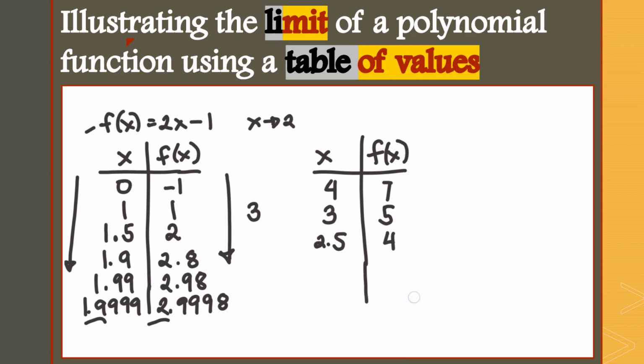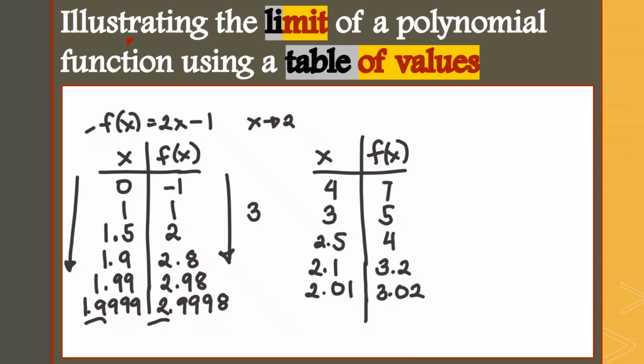Let's add other values closer to 2. So let's say 2.1. 2.1 times 2 is 4.2, minus 1, so that's 3.2. Let's have a value closer than that. Let's have 2.01. It's getting closer to 2, but we will not be touching 2. 2.01 times 2 is 4.02, minus 1, that's 3.02.